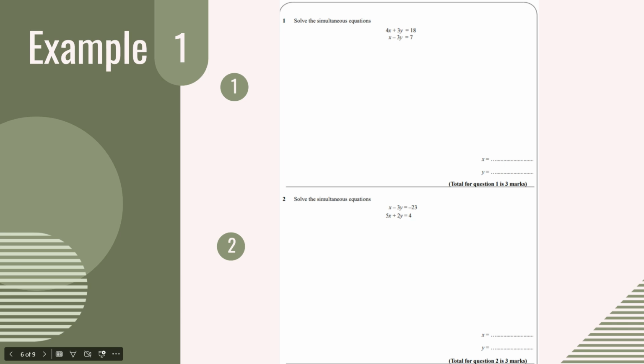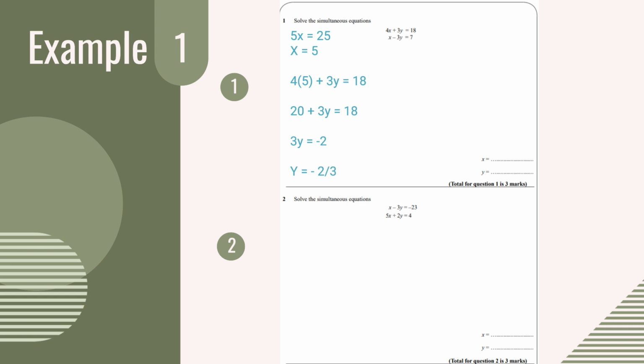So, the first question asks us to solve the simultaneous equations 4x + 3y = 18 and x - 3y = 7. As we have the same variable of 3y here, we're going to use the elimination method. As it's different signs, we add. So we do 4x + x and 18 + 7, get 5x = 25, meaning x = 5.